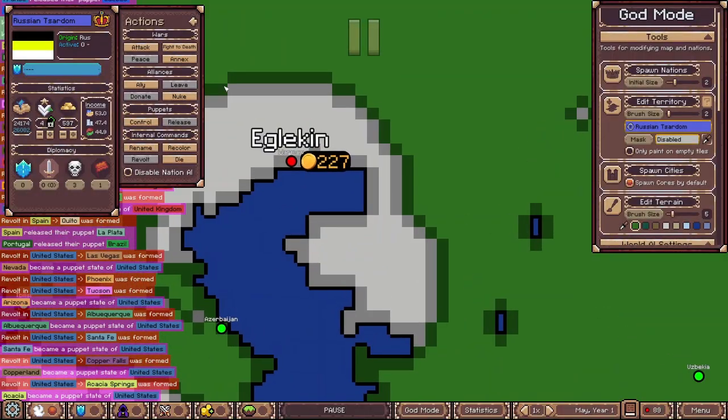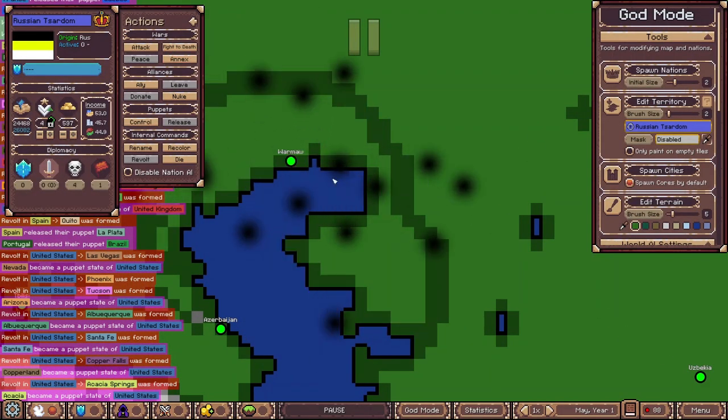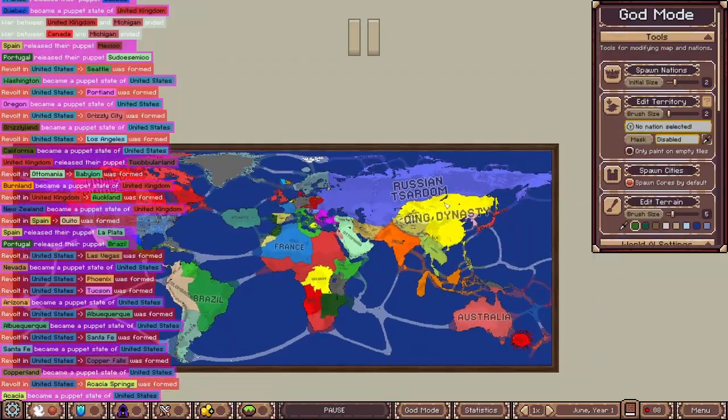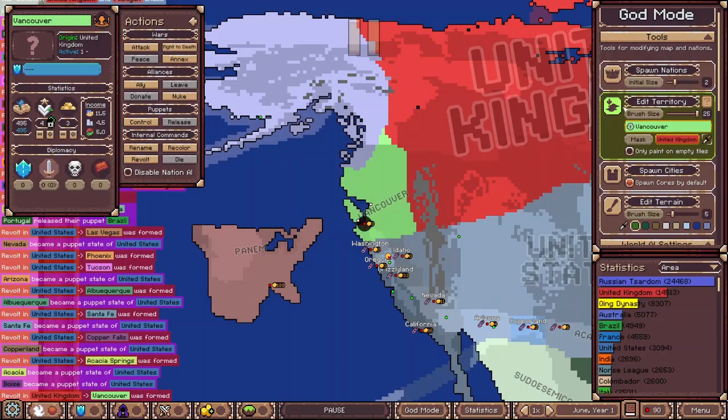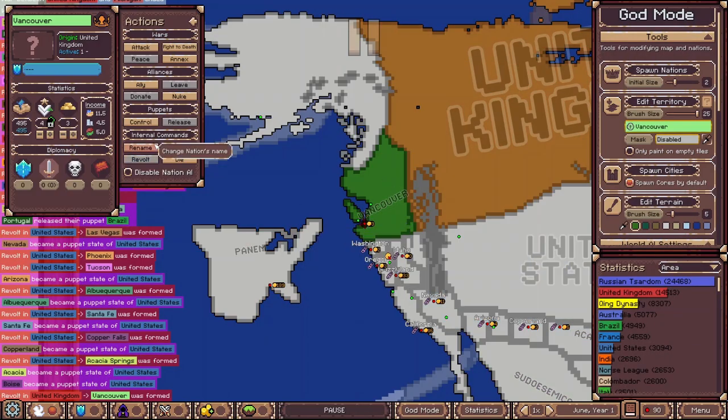In 1841, the Russian Tsardom annexed Eagle King as they were surrounded by Russia. In 1842, a new state joined the United States, named Idaho. This inspired the British to create the colony of British Columbia, encompassing Victoria, Vancouver and Whistler.